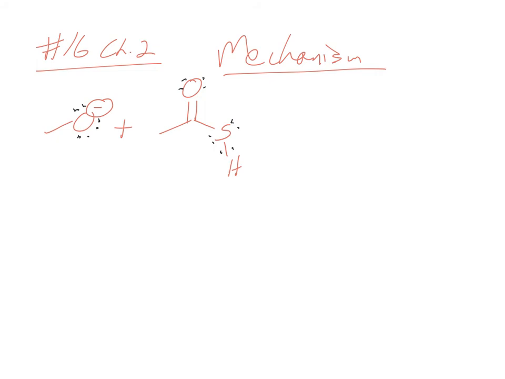But the way mechanisms work is we're going to talk about how electrons flow. So electron arrows, we call these arrows, always start at electron density. So in this case, we have 2 things.